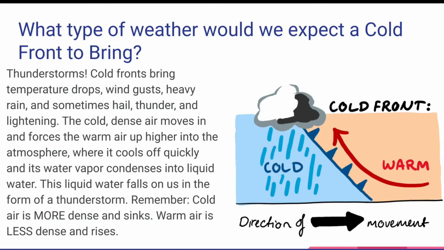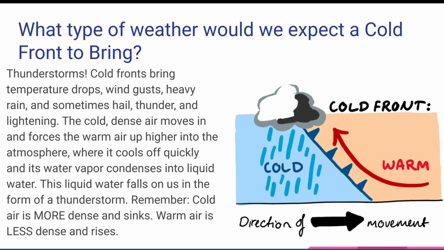So what kind of weather can you expect to get when a cold front moves into your area? Well, first of all, thunderstorms. Cold fronts bring temperature drops, wind gusts, heavy rain, sometimes hail, sometimes thunder, and sometimes lightning. So basically what's happening here is that the cold front has cold, dense air. And we know that things that are dense tend to sink beneath things that are less dense.